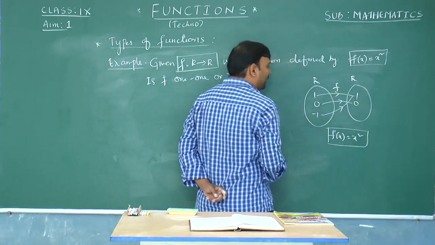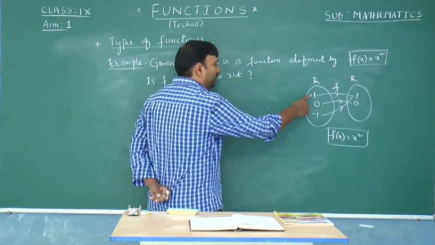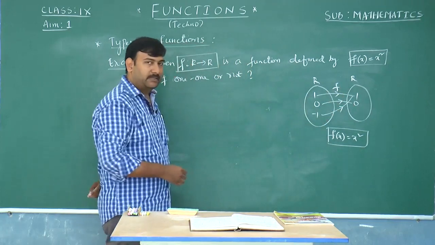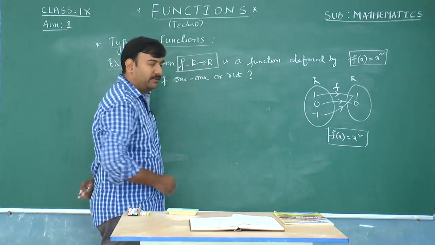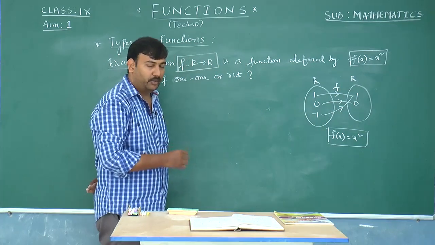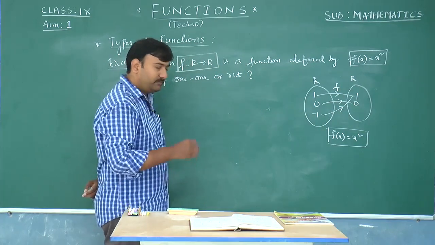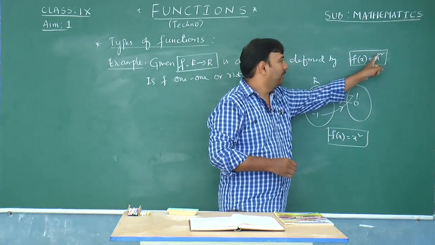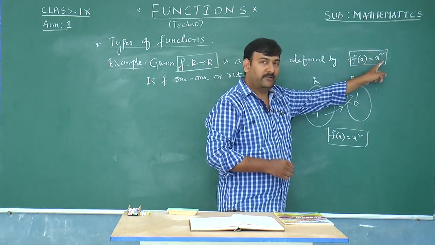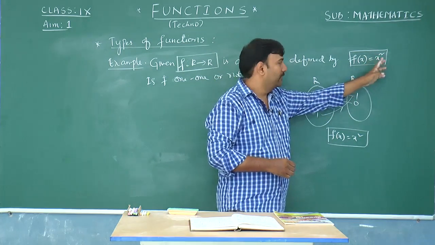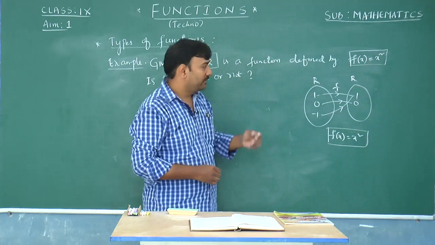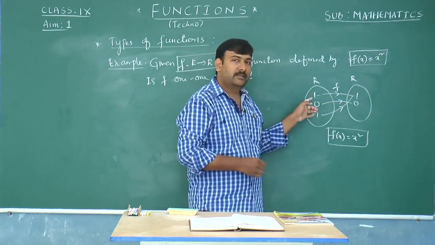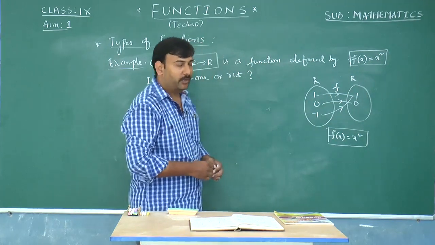That means here we observe that two different elements, 1 and minus 1, have the same image. Because different elements have the same image, you can confirm that this function is not a one-to-one function. So whenever the function rule is given in such a way that every term is of second degree or even degree, we have to be very careful, because in that case different elements may get the same image. If different elements get the same image, the function will not be one-to-one.